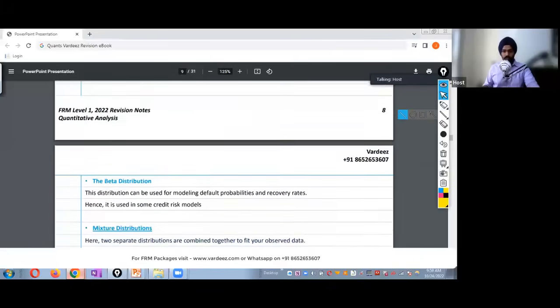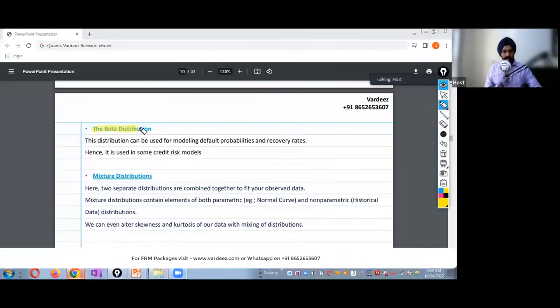Moving on to the beta distribution. Again, you just need to know these two lines. That's it. This distribution can be used for modeling default probabilities and recovery rates. When you look at your credit risk data, if you want to find probabilities of default and so on and so forth, you can use a beta distribution for that. If you want to find recovery rates, a bank has given a loan to a borrower and the bank wants to find how much they can recover, they can use a beta distribution for that. So it's used in credit risk modeling.